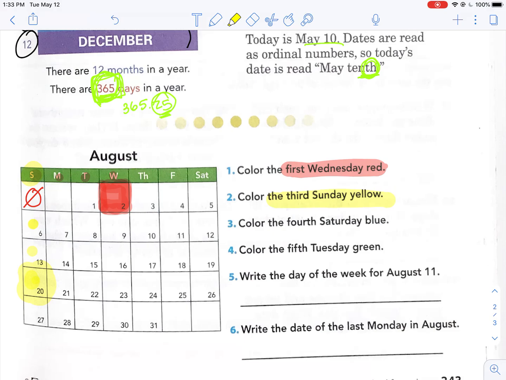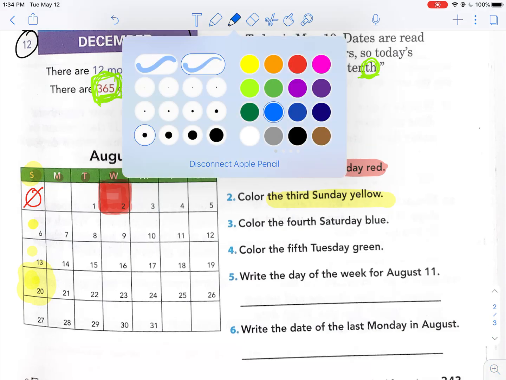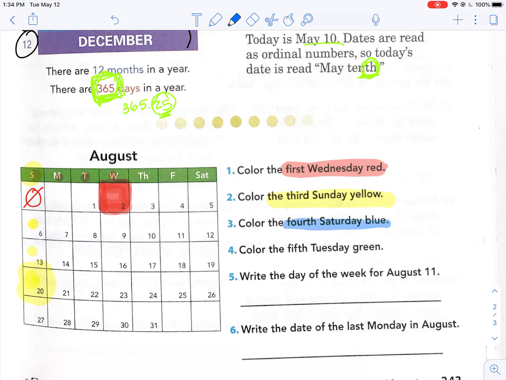Now we're going to color the fourth Saturday blue. Fourth Saturday blue. Well, here's the first Saturday, second Saturday, third Saturday, fourth Saturday. There we go.